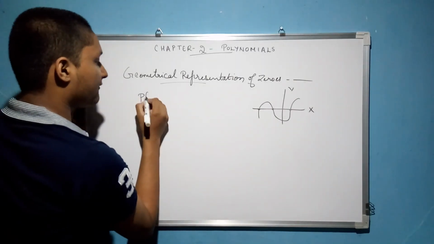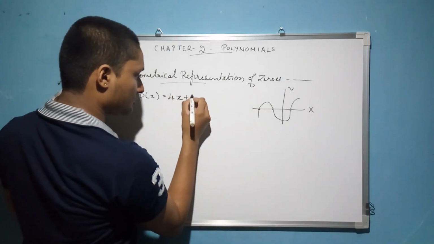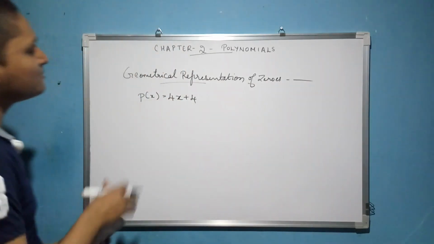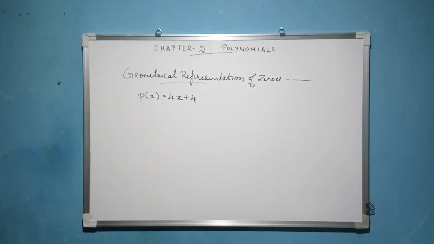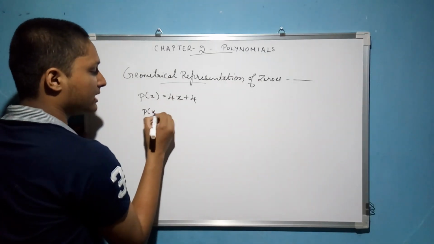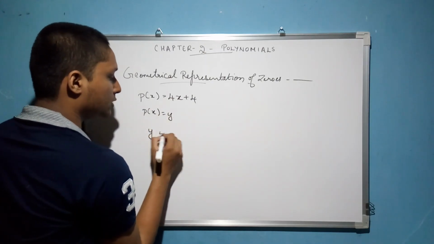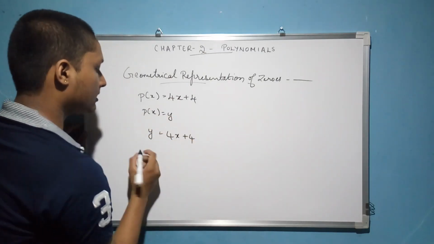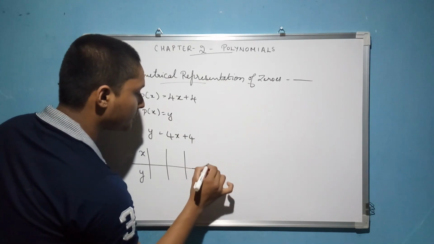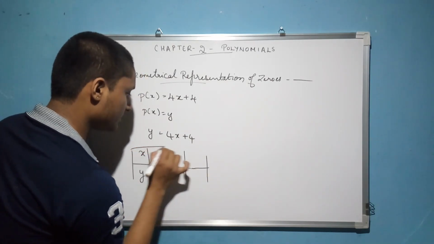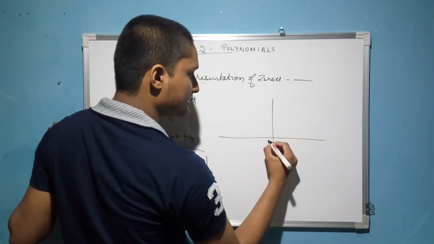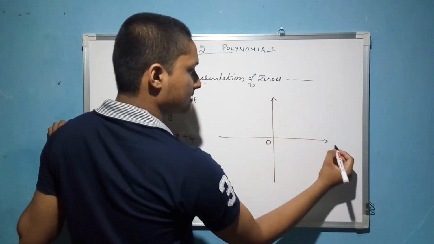Let me have p of x is equal to 4x plus 4. Generally for a linear polynomial, this is simple, you know already. I think last year you learned how to draw a line in a graph if you are given the equation. So let me take p of x to be equal to y. So this becomes y is equal to 4x plus 4. You need to find x and y, the coordinates. So you need to find 3 points to form the line. So you have a Cartesian plane. This is 0, this is the x-axis, this is the y-axis.